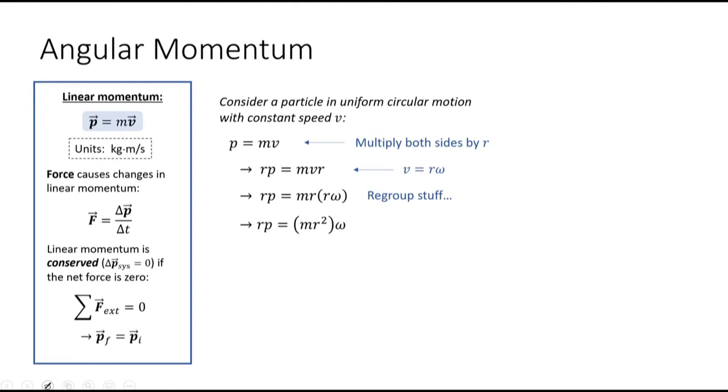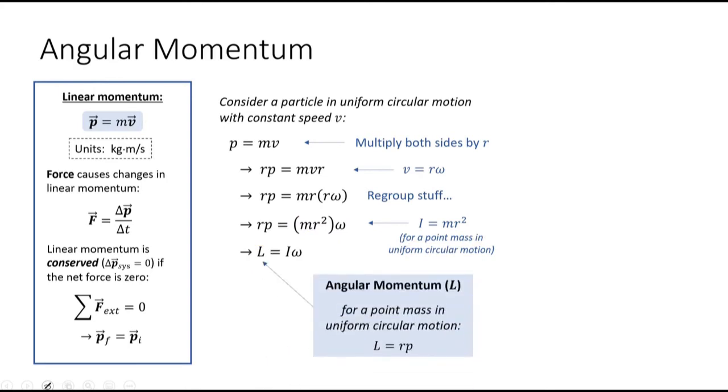You might remember mr squared was actually the moment of inertia of a point mass in uniform circular motion, which is what we have here, right? So this was the specific case where we have a point mass in uniform circular motion with constant speed v. And so in this specific case, I is equal to mr squared. Okay, and so that means that this term in parentheses mr squared is really just I. And so what I can do is redefine the left-hand side of my equation, and I'm going to call that L. So L is equal to I times omega, and for a point mass, this tells us that L is actually equal to r times p. But that's only specific for a point mass in uniform circular motion.